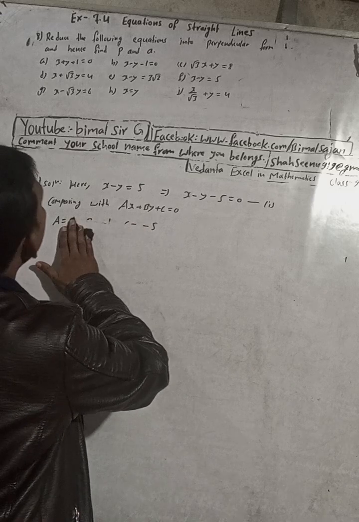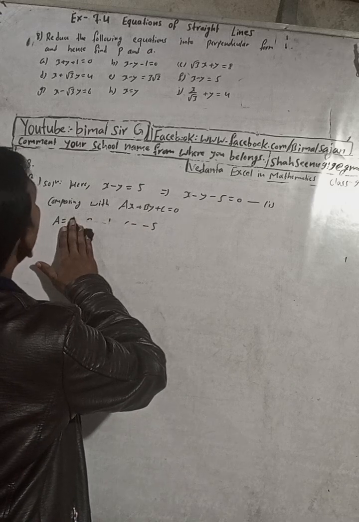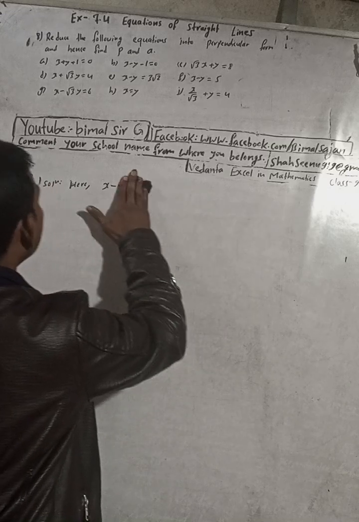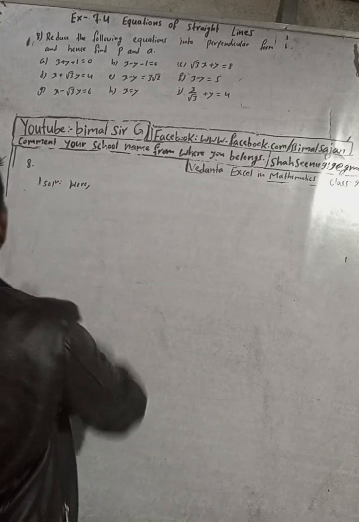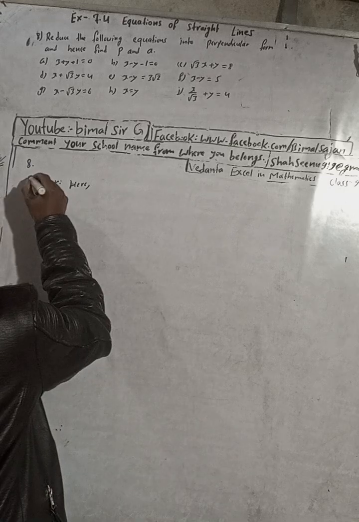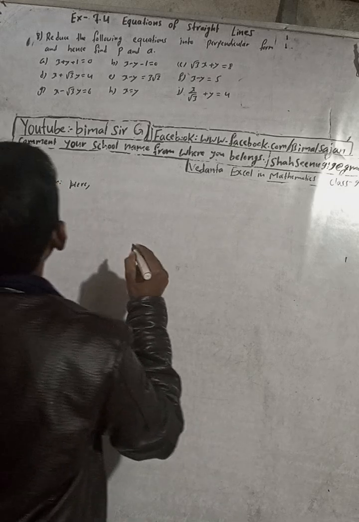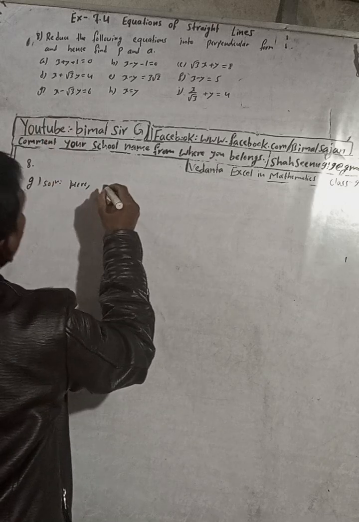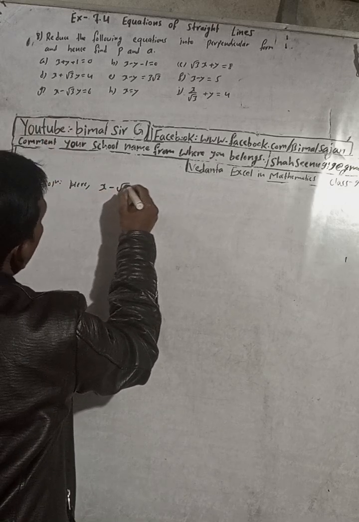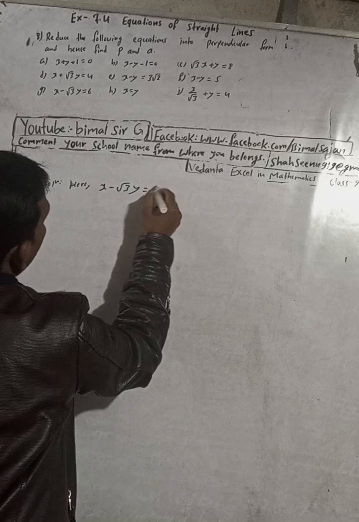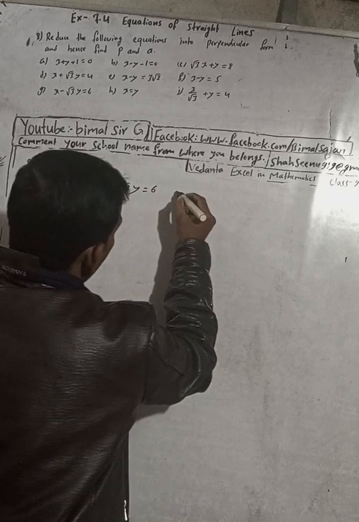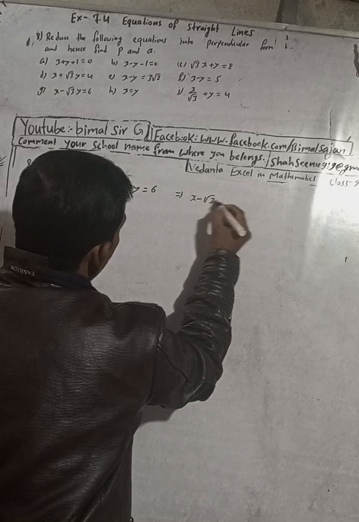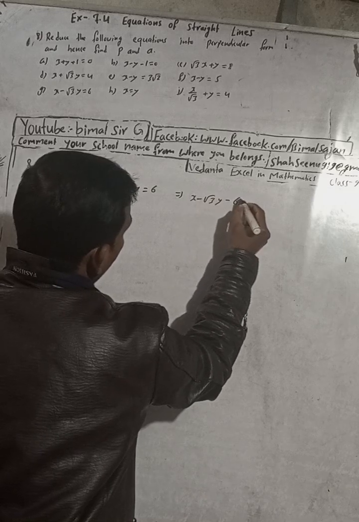G number is here. Okay, G number 8G. The equation is x minus root 3y is equal to 6. So now this equation can be written as x minus root 3y minus 6 is equal to 0.